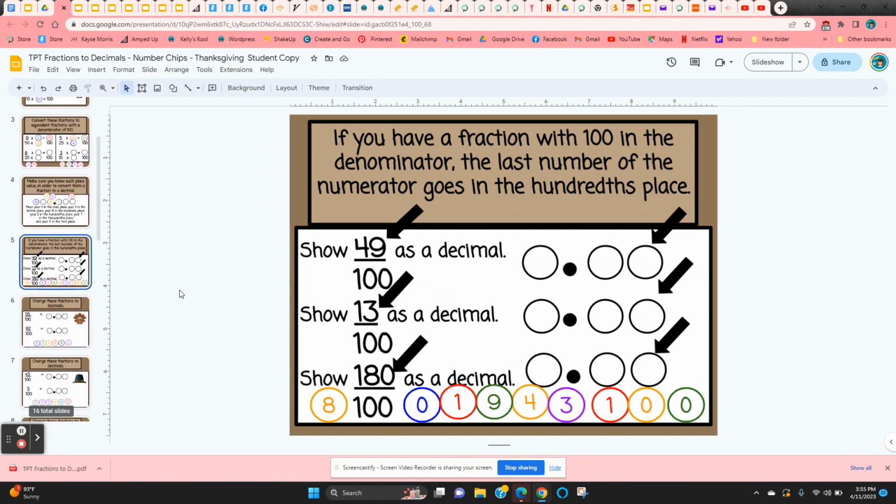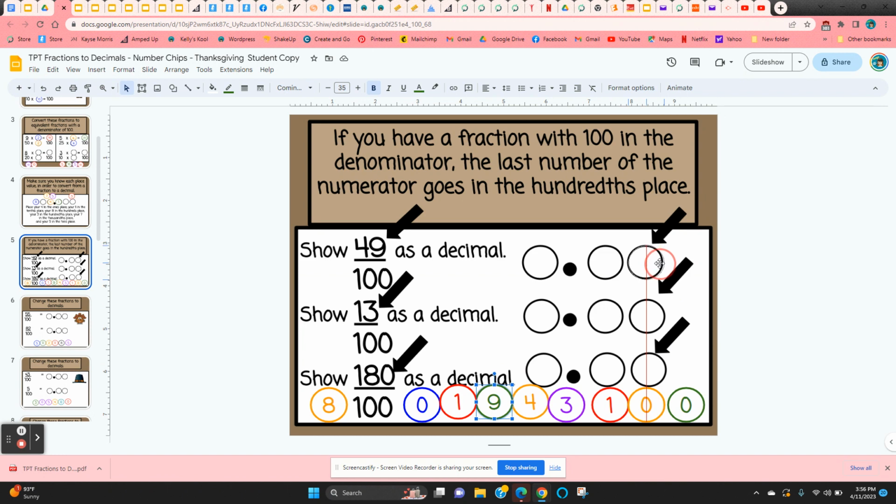Now, slide 5, they're going to be looking at fractions that already have 100 in the denominator, and they're shown how to change these to a decimal. So in the numerator, the number on the far right, if they have 100 in the denominator, that number on the far right in their numerator will go in the hundredths place. So the arrows are showing them where these numbers go.